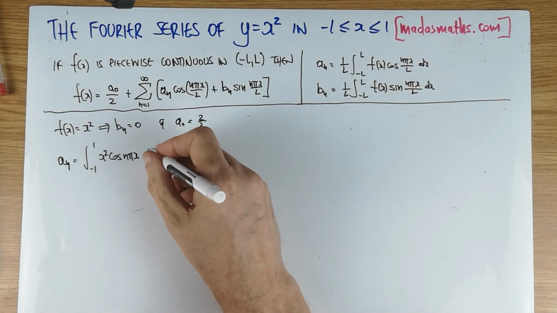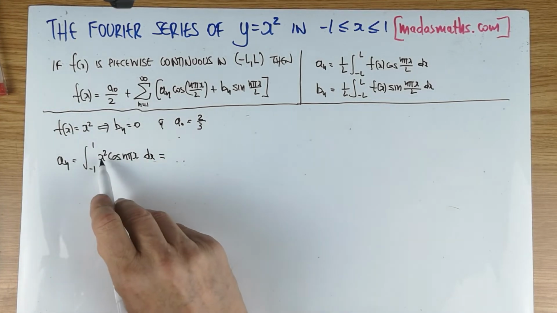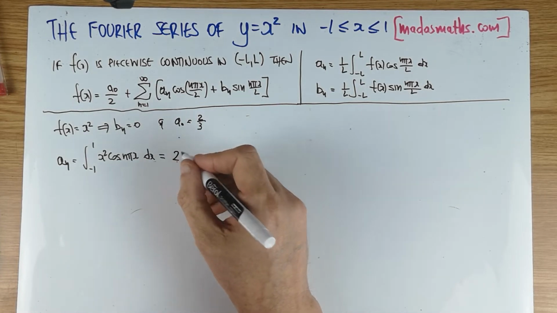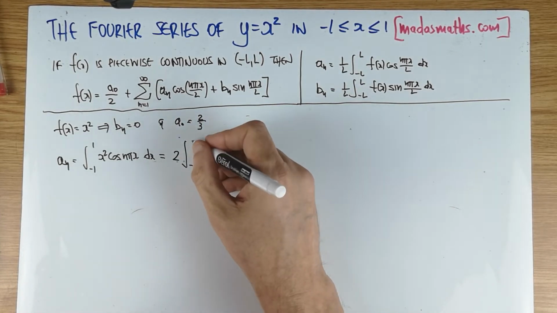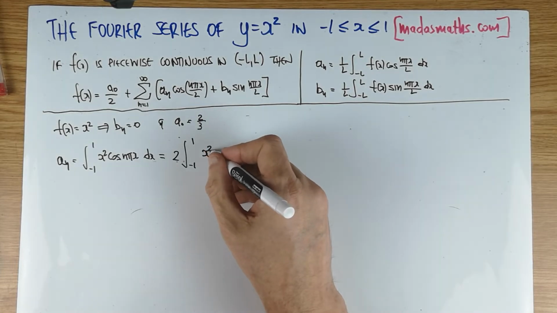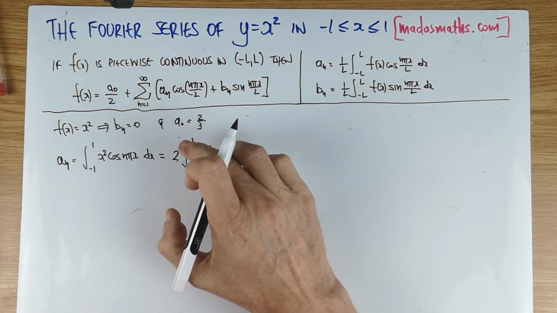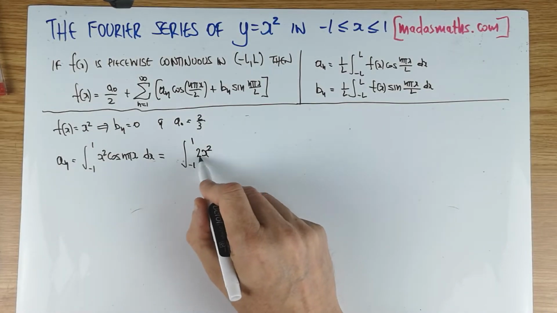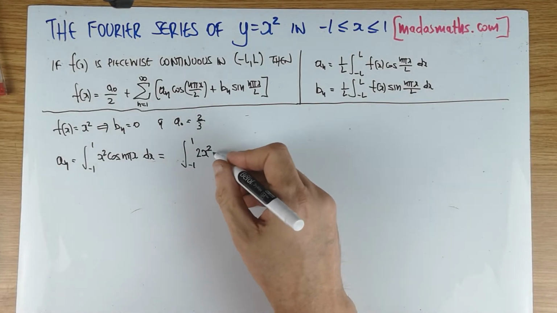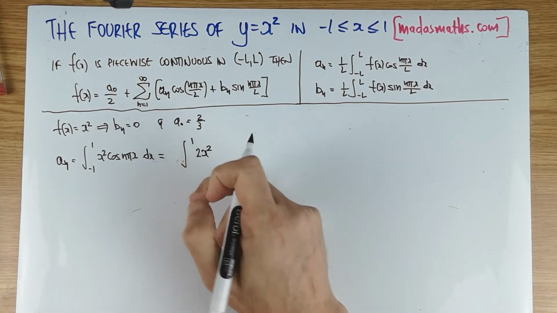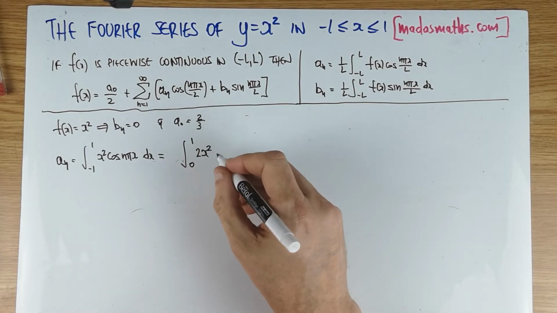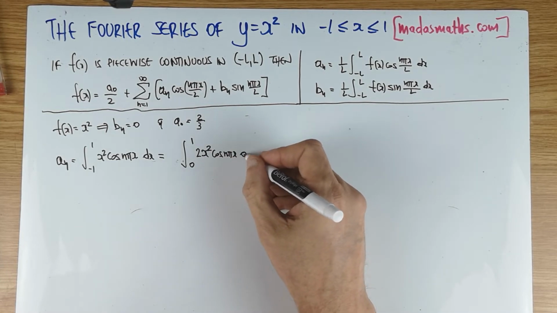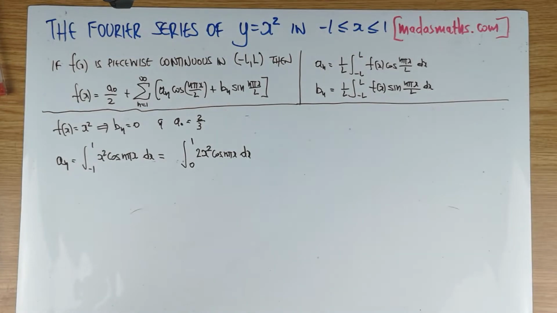First of all, make life easier immediately. Even function, overall even, two lots from minus 1 to 1. And probably because I might make a mistake in my integration by parts, I might write this inside and treat it as being part of the 2x squared. So, sorry, there should be two lots from 0 to 1, 2x squared cos n pi x dx. So we have to do this integral.